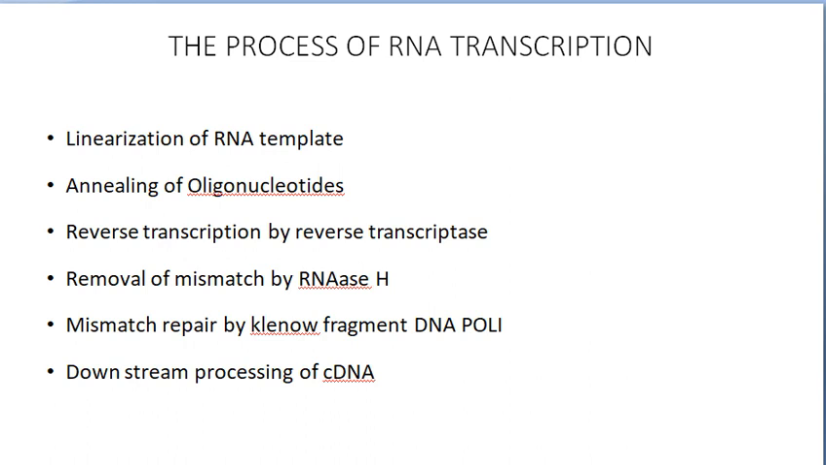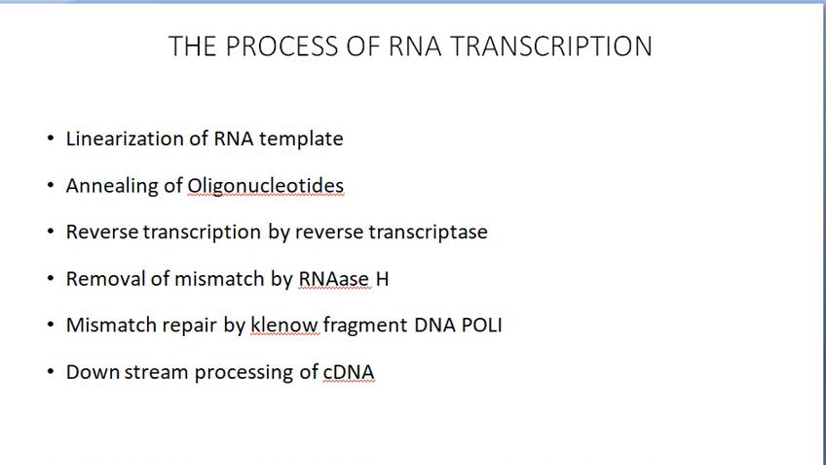So these are basically the steps involved in the RNA transcription. The first one is the linearization of the RNA template, then annealing of the oligonucleotides. The third step is reverse transcription by reverse transcriptase, then removal of mismatch by RNase H, mismatch repair by Klenow fragment DNA polymerase 1, and downstream processing of cDNA. So this is the total set of steps. We will go step by step through each one.